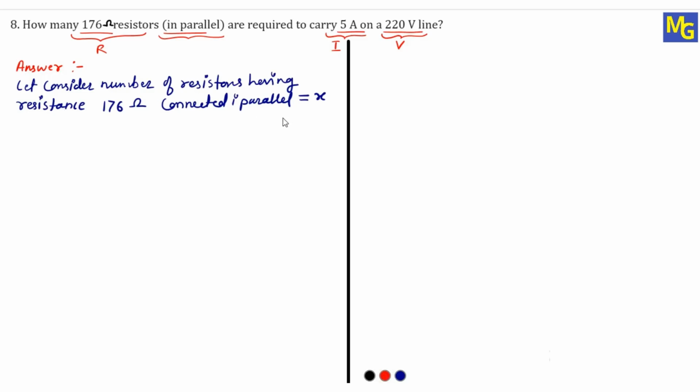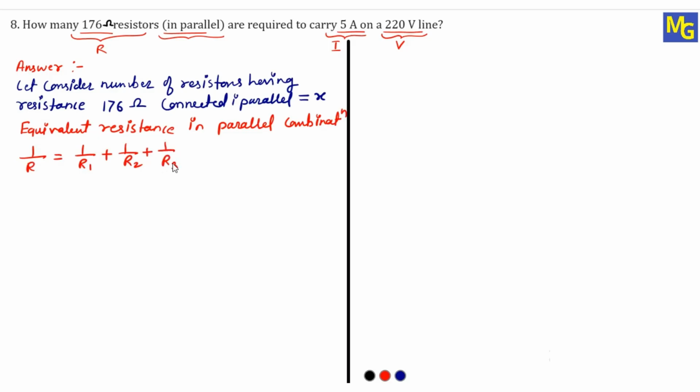As you can see, these are all connected in parallel. Then I can write the equivalent resistance in parallel combination. How can we write the equivalent resistance? 1 by R is equal to 1 by R1 plus 1 by R2 plus 1 by R3, as many terms as you want. But here in this question, we know the resistance, that is 176, but how many resistors we don't know, which we have taken as x. Therefore, the same formula we can write like this.